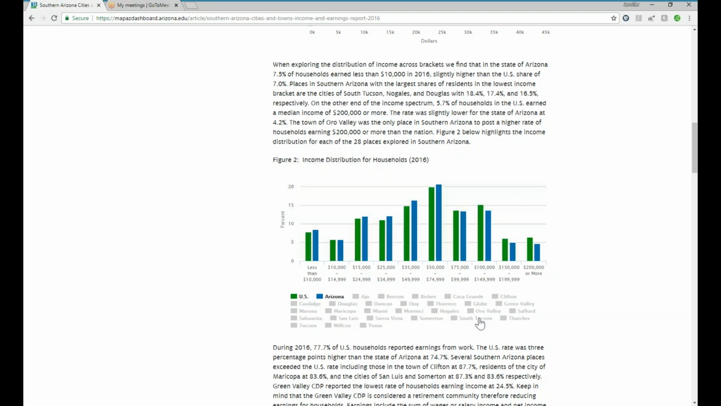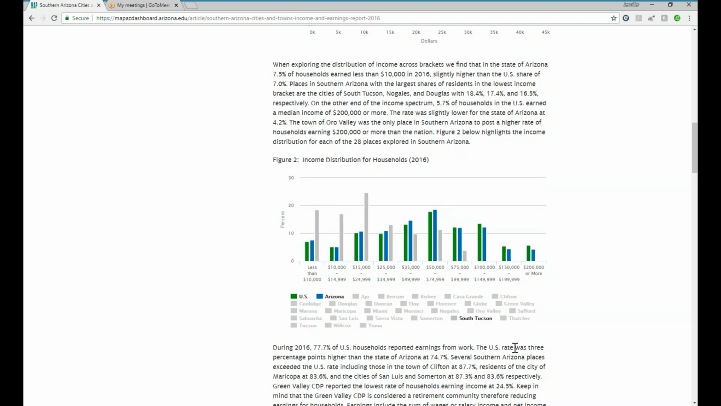And then another geography where we see another skewed pattern is South Tucson, where we have a very high percentage of households that fall into our lower income brackets relative to the U.S. and to the state. So I encourage you to go in here and click on and off the geographies of the communities that you're interested in, those cities, towns, and census designated places, to learn more.